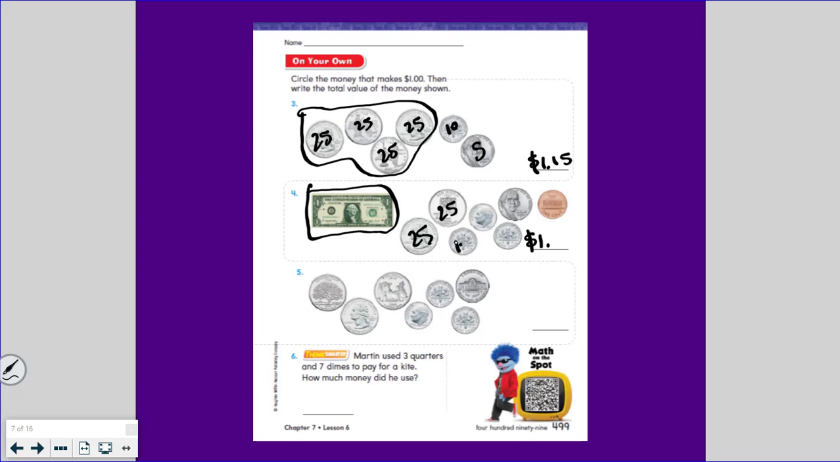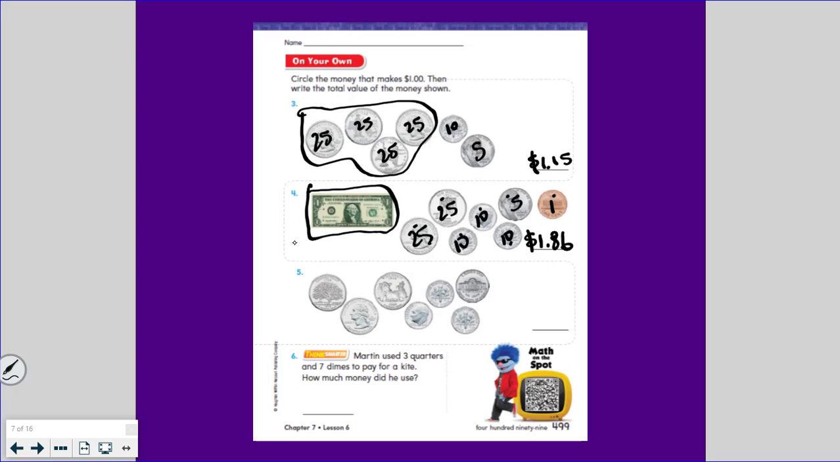and so we got 25, 25, 10, 10, 5. Looks like a quarter, but it's not. It's a nickel. Another dime and the nickel. So let's see. So 25, 50, 60, 70, 80, 85, 86 cents. So hopefully you got $1.86. And then on to my last one.